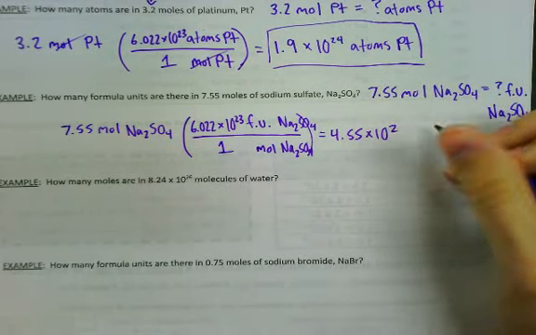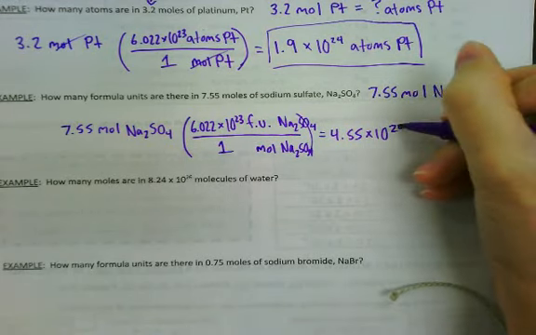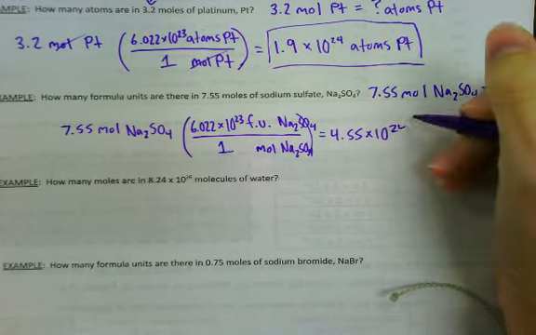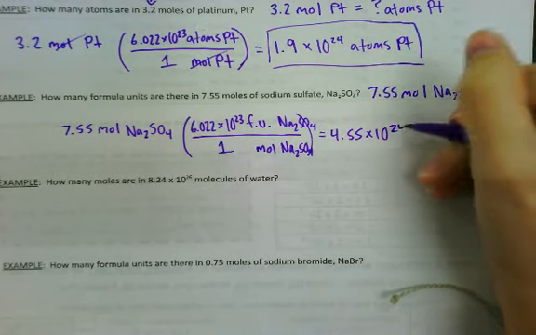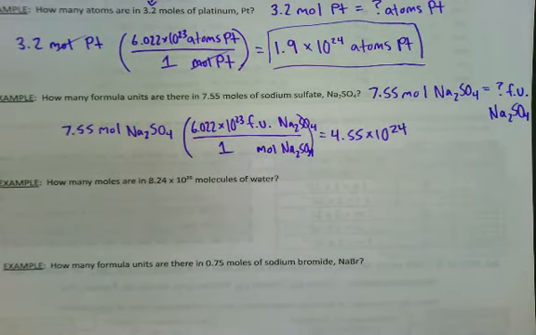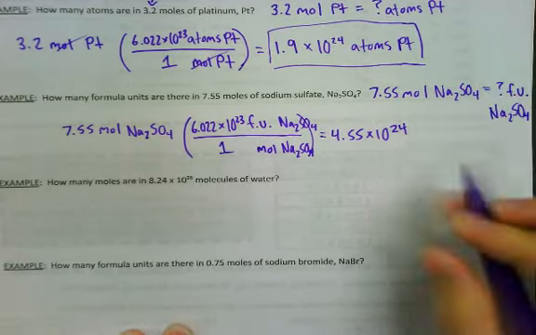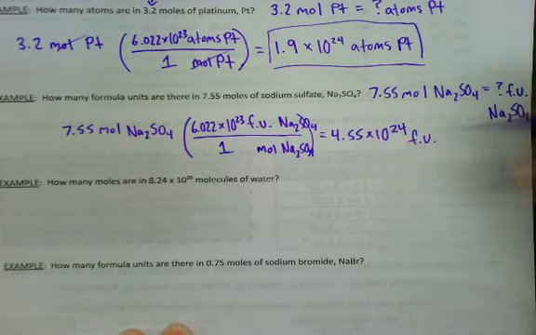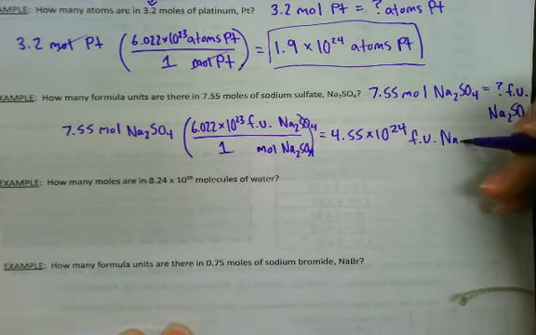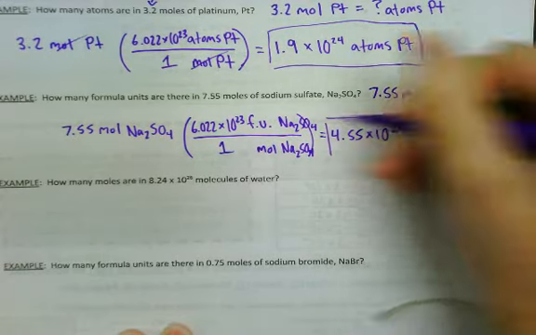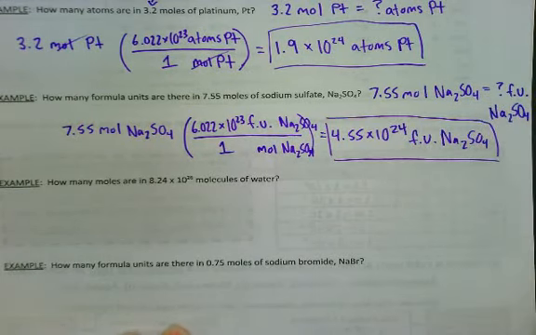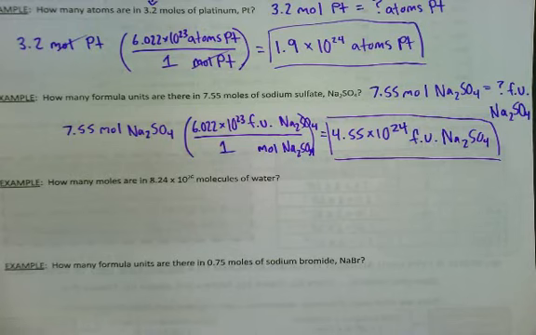4.55 times 10 to the what? 23rd? 24? Okay. Thumbs up, thumbs down, do we agree? Yeah, I agree with that too. And our unit, formula units. Very good. Okay, nicely done, y'all. What questions do we have about going from moles to particles?